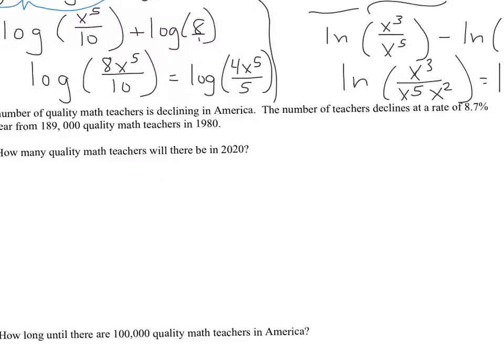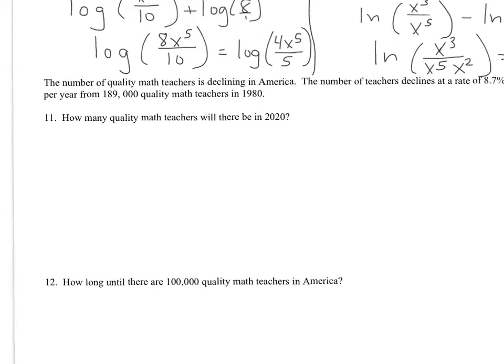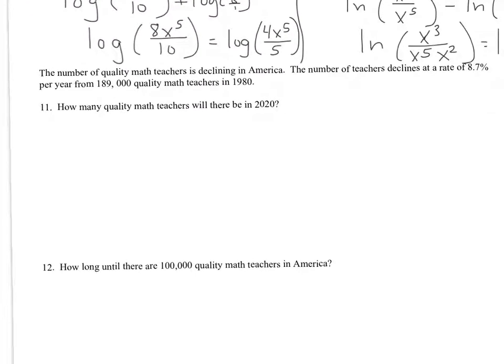Okay, the last thing we talked about was some of these kind of word problems where we were setting up growth and decay equations. So number 11, 12 deal with this problem. It says the number of quality math teachers is declining in America. The number of teachers declines at a rate of 8.7% per year from 189,000 in 1980. So in 1980 there were 189,000 and we reduced by 8.7% every year.